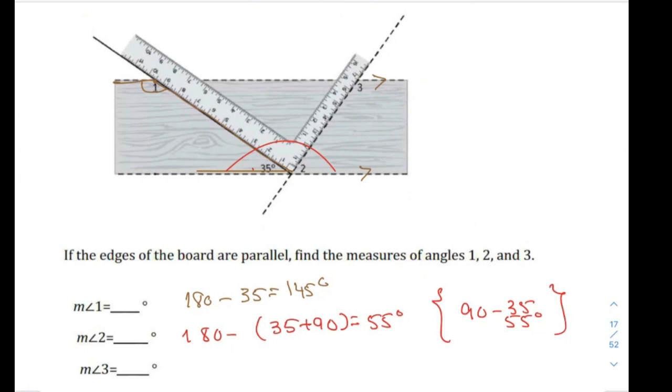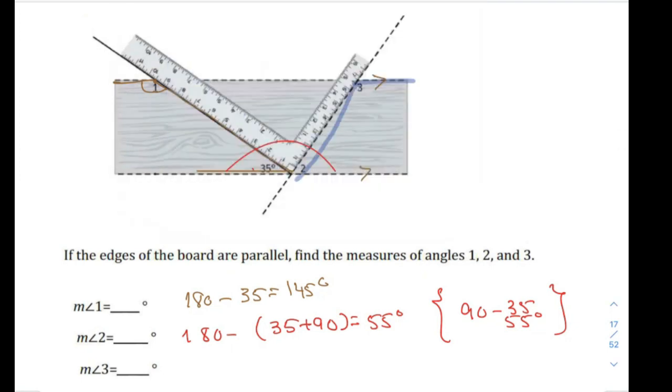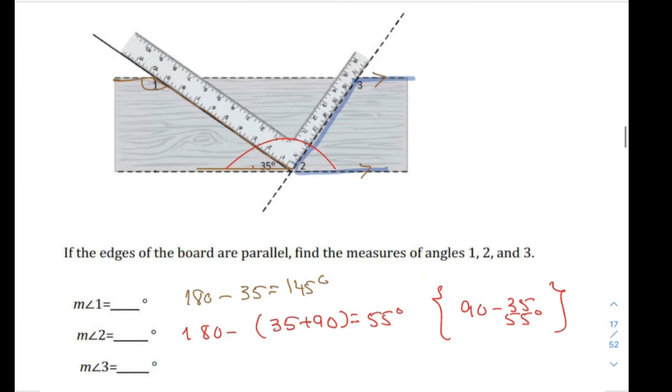Measure of angle 3 forms, as you see here, consecutive interior angles. So measure of angle 3 plus angle 2 together will be 180 degrees. So this will be 180 minus, let's change the color because we have here used another color. So it is 180 minus 55, which is 125 degrees.